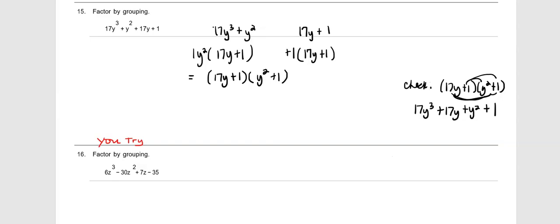So now you try number 16. Pause the video and then replay to see the answer.